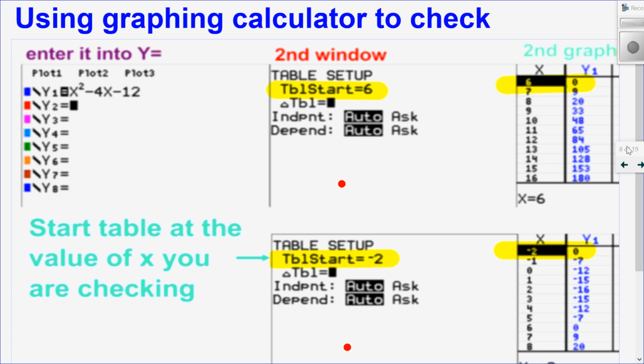So I just want to show you this check here, and I'm not going to do this for every question, but I want you guys to check it all the time. So put your original equation into y1. Then we're going to start the table at our solution. To start your table, you're going to do second window, and you're going to start it at what we thought our first solution was, which was 6. Then you go into your table, second graph, and you can see when x is 6, y is 0. So that's good, and that tells me that x equal to 6 is a solution.